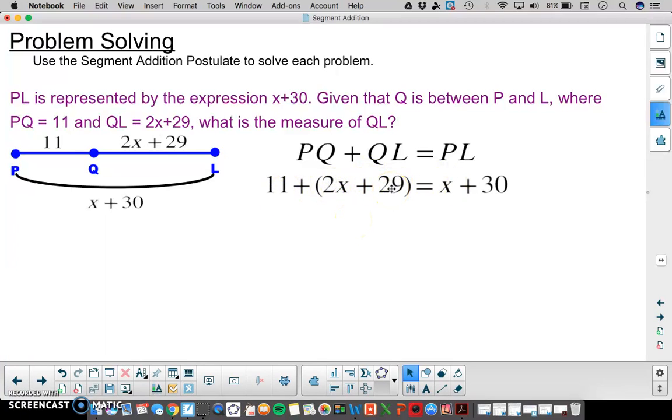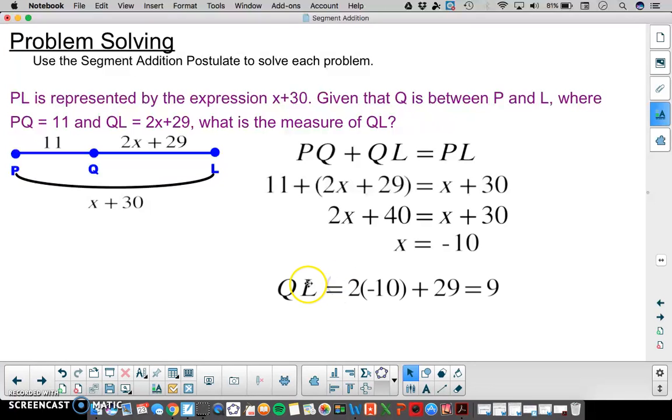From here, I just have to solve the equation. So add your like terms on the left, subtract x and subtract 40, and get x equals negative 10. Now notice it did not ask us for the value of x. It asked for the measure of segment QL. Now that we have the value of x, we have to use that to get that measure. So we're going to use the negative 10 that we found for x and substitute that into the measure of QL. So QL is equal to 2 times negative 10 plus 29, which gives us positive 9. So the measure of QL is 9.